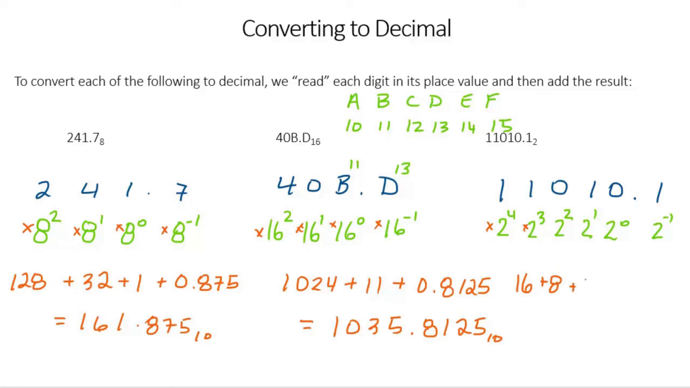1 times 2 to the power of 1 is just 2. 0 times 2 to the power of 0 is 0, so I'll skip that one as well. And 1 times 2 to the power of negative 1 is 0.5. 16 plus 8 plus 2 plus 0.5 is 26.5. So we can convert from any number system into decimal simply by reading each digit in its appropriate place value.